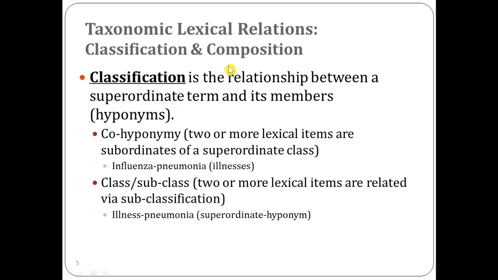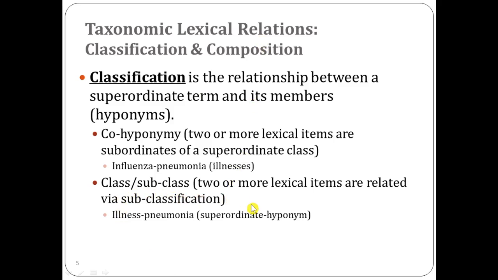Next, we take a look at taxonomic lexical relation in terms of classification and composition. Classification is the relationship between a superordinate term and its members, which we call hyponyms. I hope that you still remember superordinate and hyponym from the previous unit, everyone. Co-hyponymy is when two or more lexical items are members of a superordinate class. For example, influenza and pneumonia can be illnesses. So influenza and pneumonia are co-hyponyms under the superordinate class called illness.